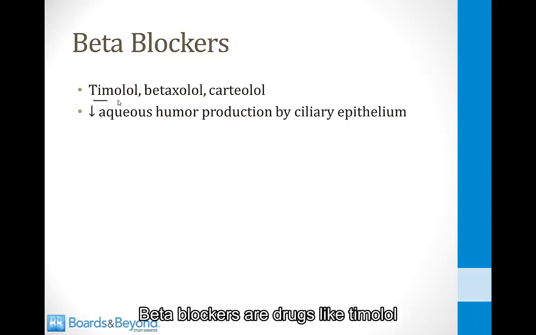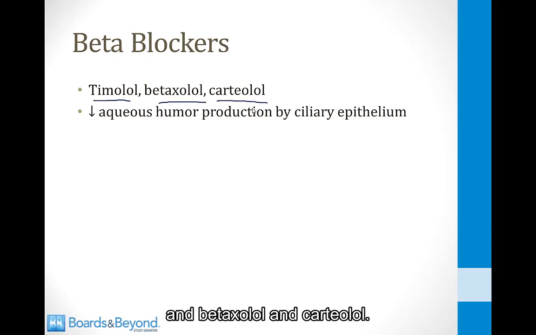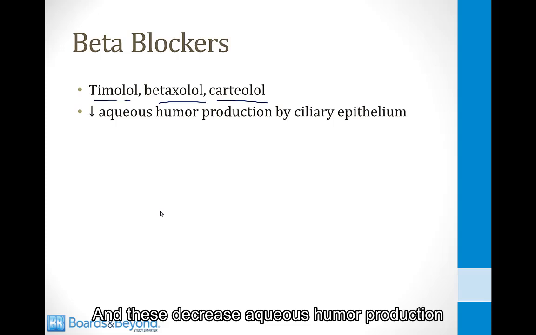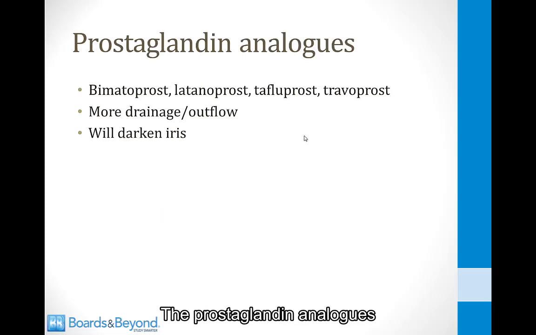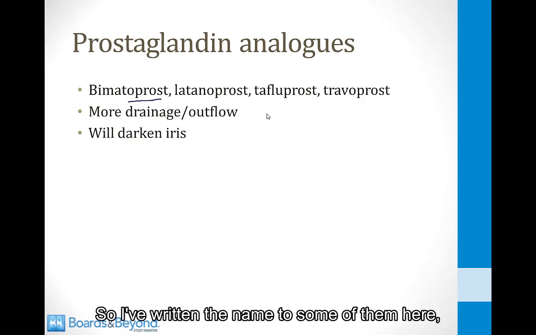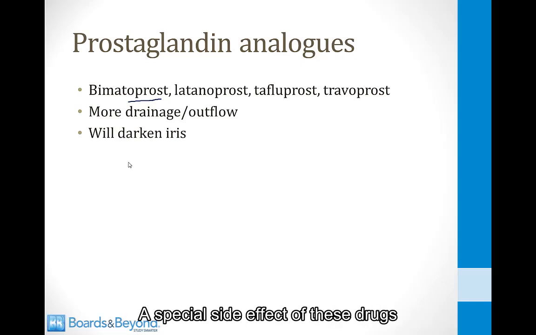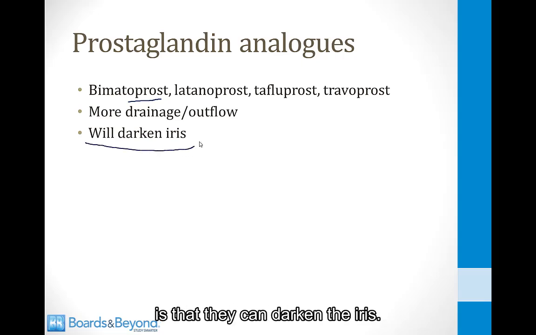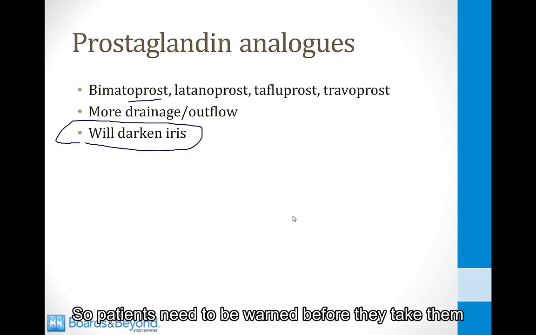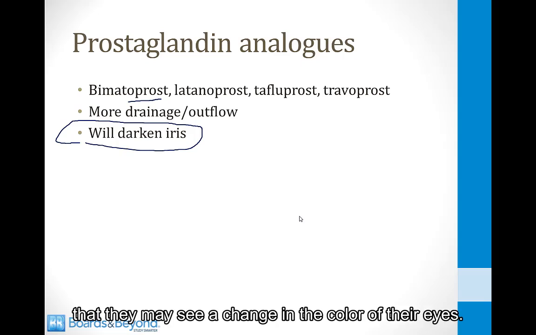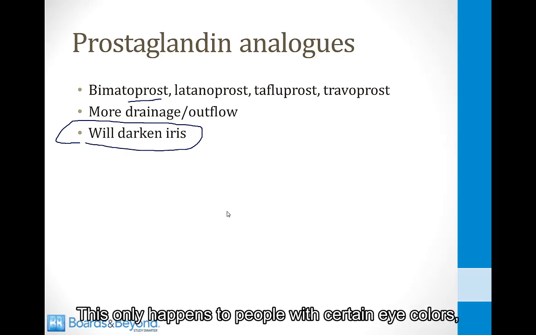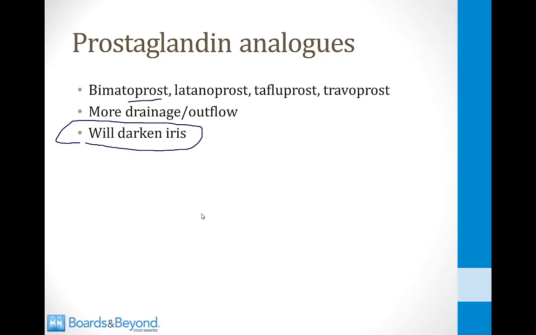Beta blockers are drugs like timolol and betaxolol and carteolol, and these decrease aqueous humor production by the ciliary epithelium. The prostaglandin analogs are all drugs that end in prost, so I've written the names of some of them here, and they make more drainage of the aqueous humor occur, and this will lower the intraocular pressure. A special side effect of these drugs is that they can darken the iris, so patients need to be warned before they take them that they may see a change in the color of their eyes. This only happens to people with certain eye colors and usually isn't a big problem.